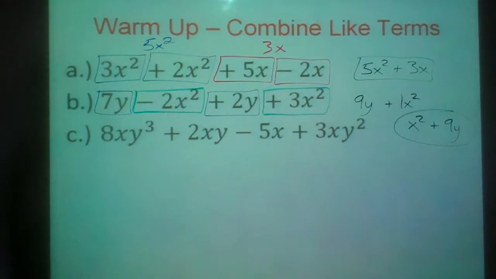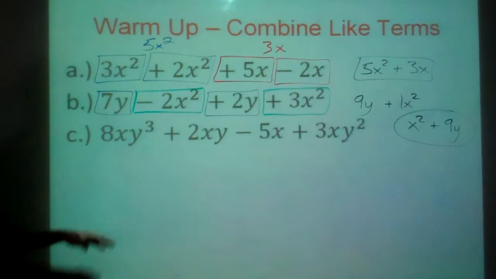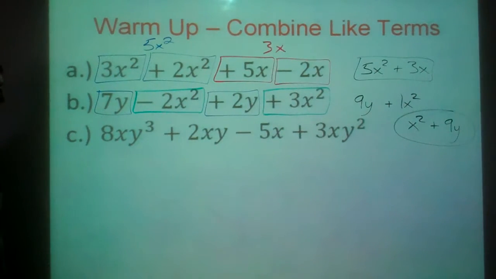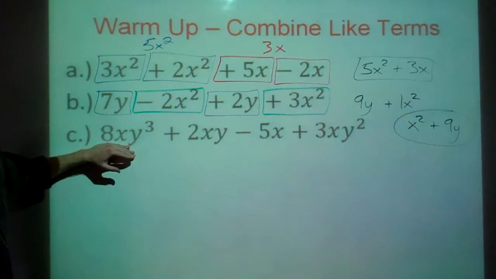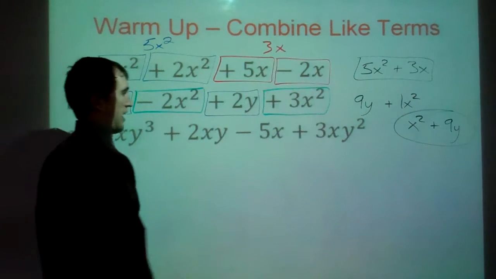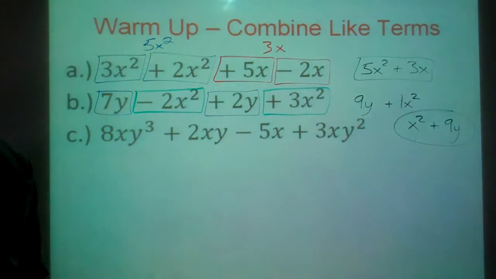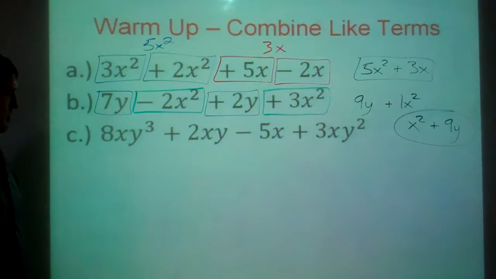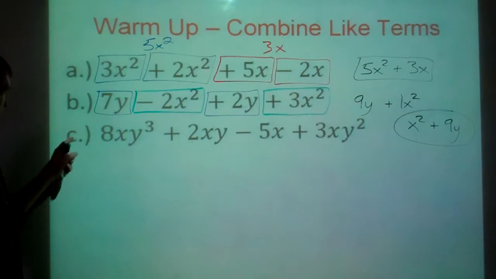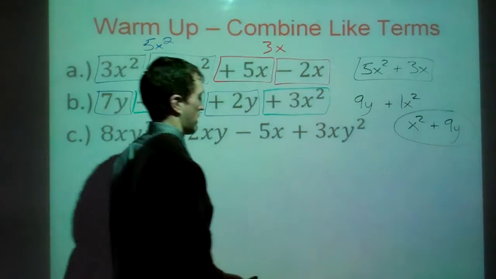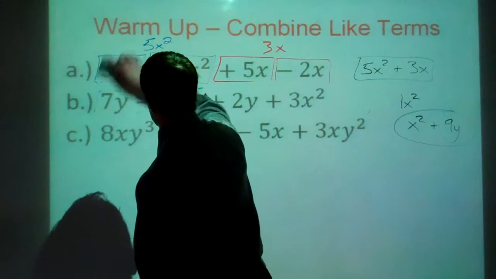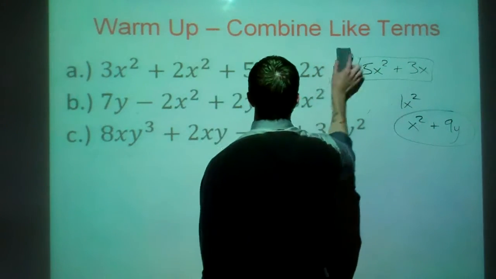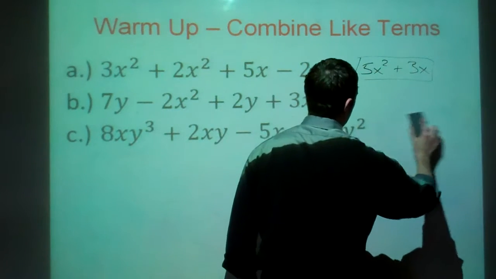Now letter C, this tricked a few people today. We actually cannot combine anything for C because all of our variable parts are different. xy to the third and xy to the second. Okay, everything has to be exact. This is just xy, this is just x. So none of those can be combined because we can't group them together due to the fact that all of their variables are different. So C, we just leave as is because we can't simplify it. Alright, so that's kind of a review from yesterday, of combining algebraic terms.